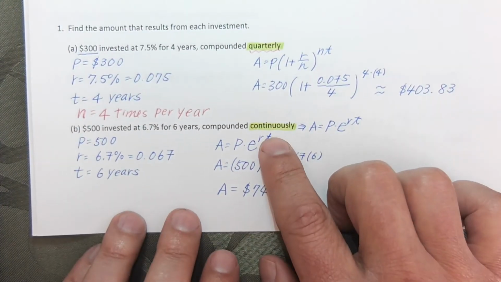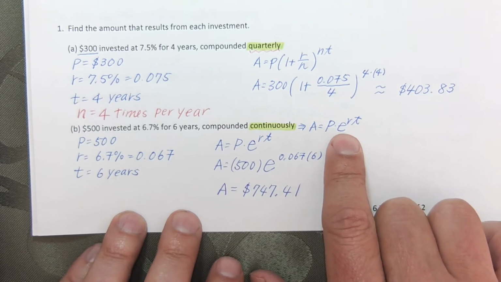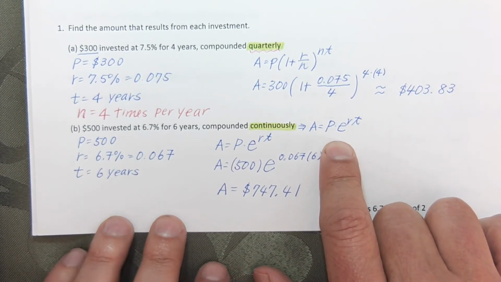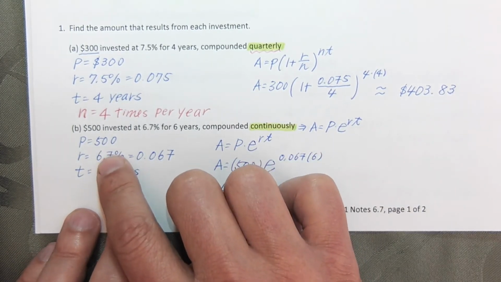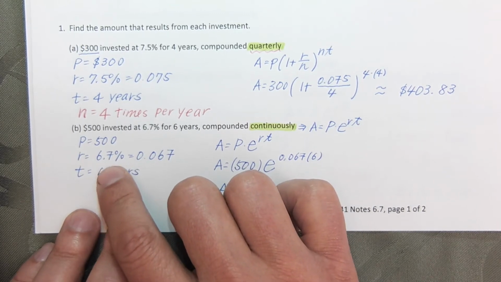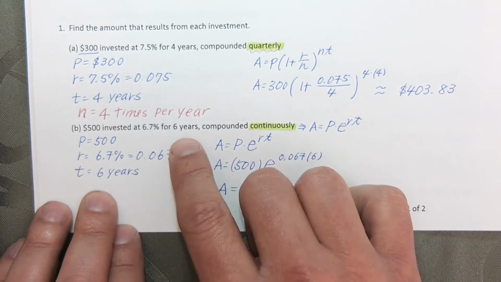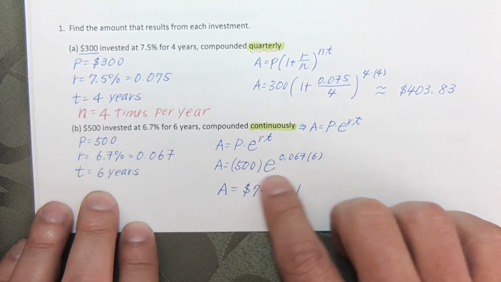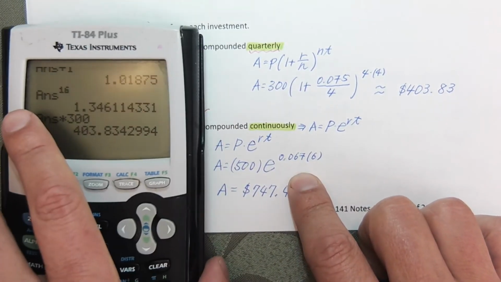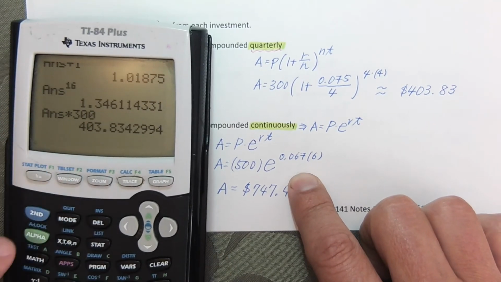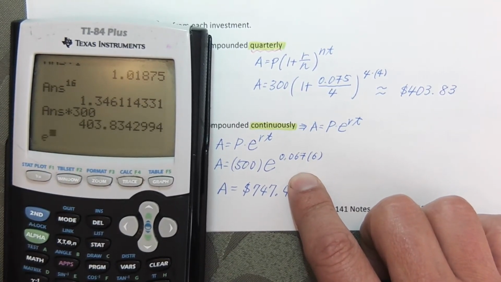Next up, we're compounded continuously, so we're going to use our continuously compounded interest formula. And our original amount is $500 with an interest rate of 6.7% or 0.067. And we're going to go for 6 years. So we plug everything in. And once again, I want to show you how I would do that. So second LN will get me my e.